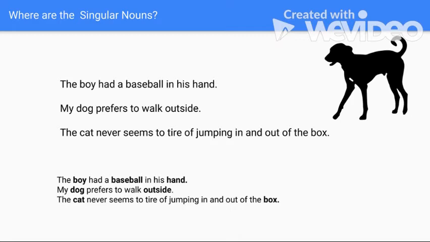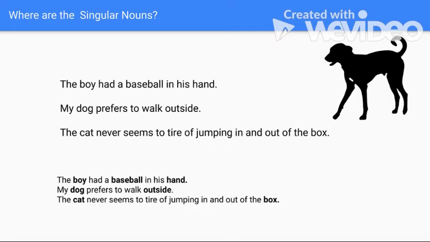If we look at the first sentence, the boy had a baseball in his hand. We can look at each individual word. Is the a noun? No. Is boy a noun? Yes, it's a person. Had a baseball. Baseball is a noun because it is a thing. In his hand, because it's a place.